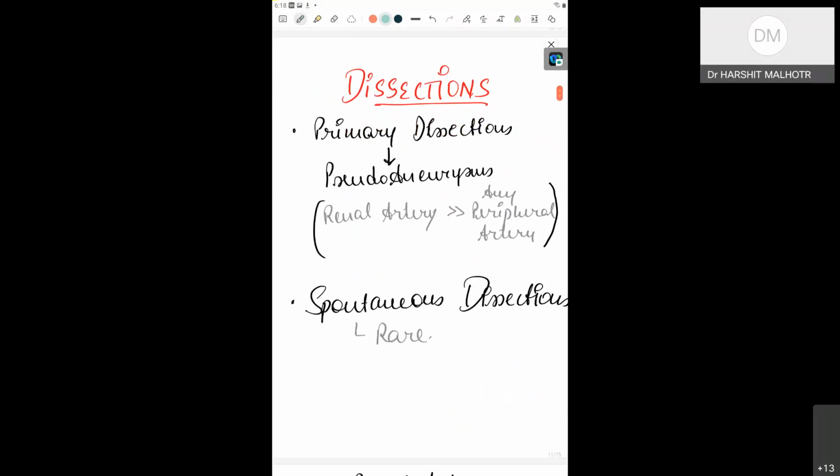Third, there can be dissections. Spontaneous dissection in a renal artery is rare per se. Primary dissections, which lead to pseudoaneurysms, are more commonly seen in the renal artery than in any peripheral artery.